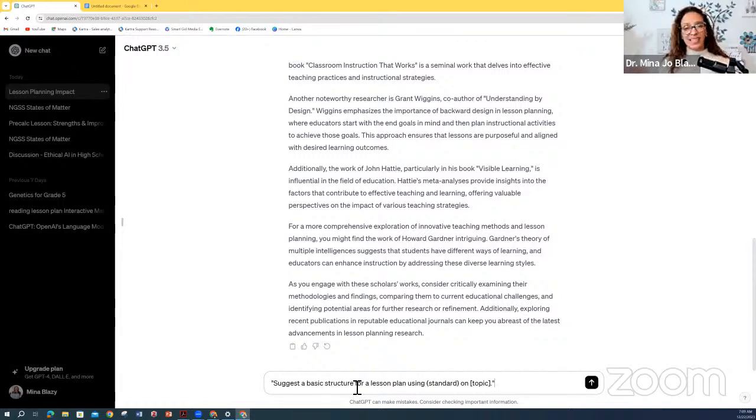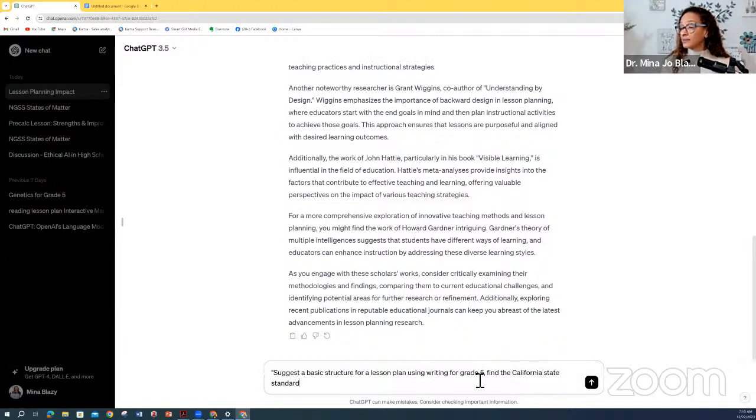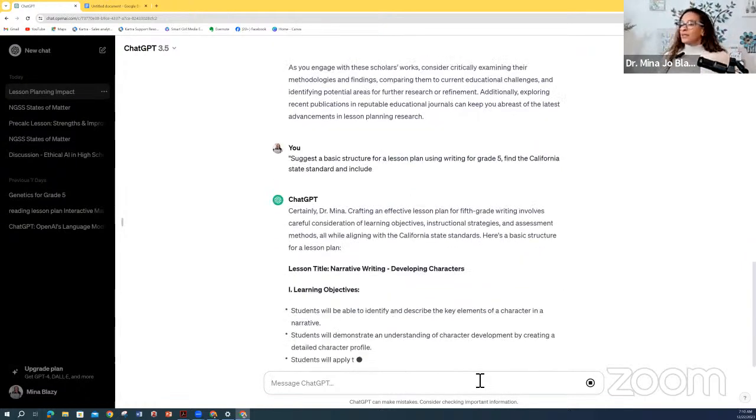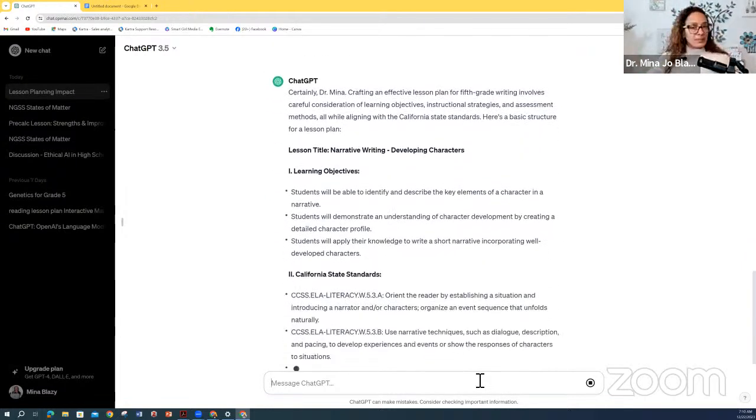So this is actually the command: structure a basic lesson plan using writing for grade 5. I'm just going to put California state standard and include. Now I'm telling it what to do. Now I'm commanding it, giving it a command. So learning objectives, California state standards.